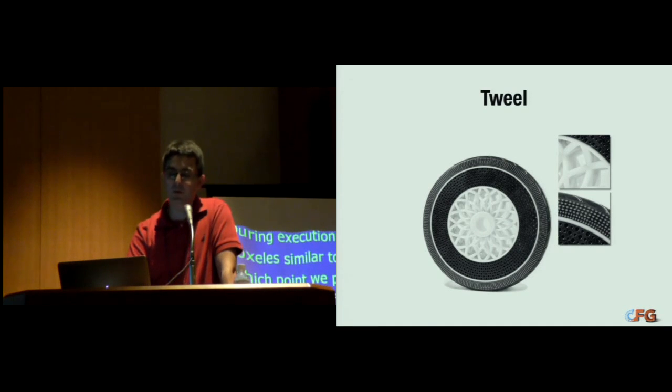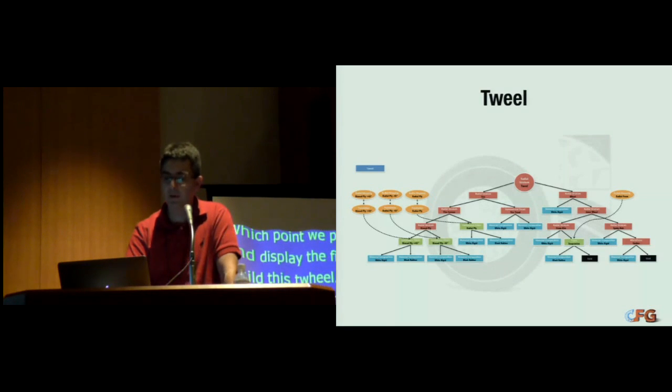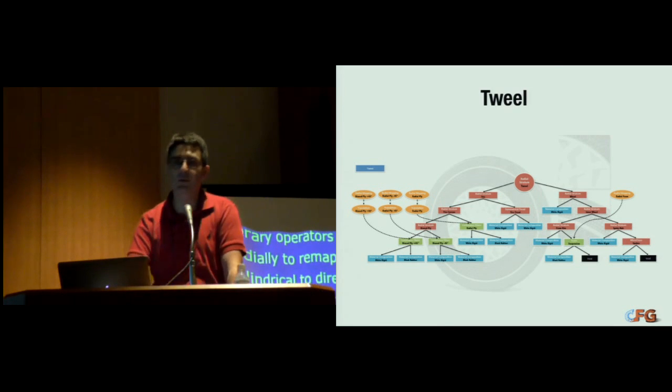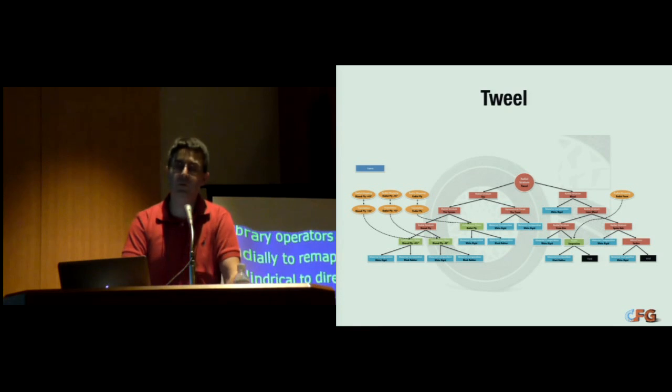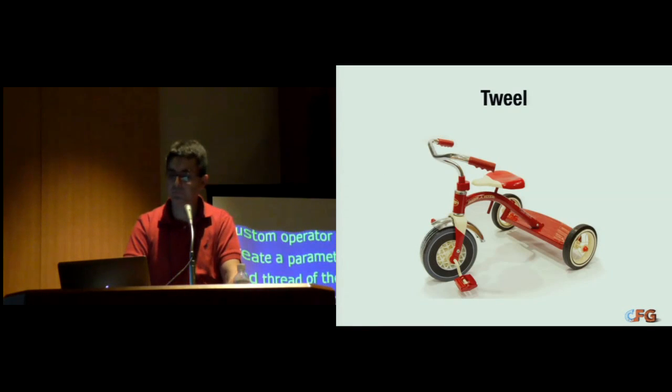And the only custom operator that we wrote was to create a parametric thread generator that creates the ribs and the sipes and the cable fibers in the thread of the tire. Here's the resulting graph of the Tweel. As you can see, it's a non-trivial graph, but it's still fairly compact. So essentially, it's a very compact representation of a relatively complex structure and material composition, given the fact that the starting geometry was just a torus.